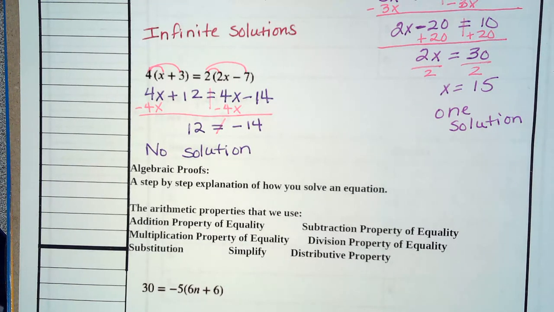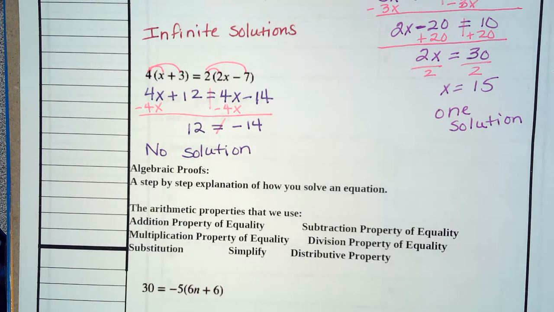So as you're looking at this, we're going to start the step-by-step explanation of how to solve an equation. Now think of the arithmetic properties that we use. We've got the addition property of equality. We've got the subtraction property of equality. Multiplication and division properties of equality. Then we can also substitute. We can simplify, or we can use the distributive property.